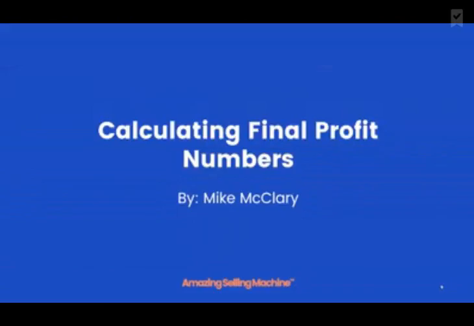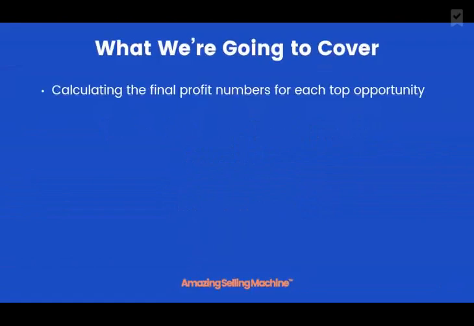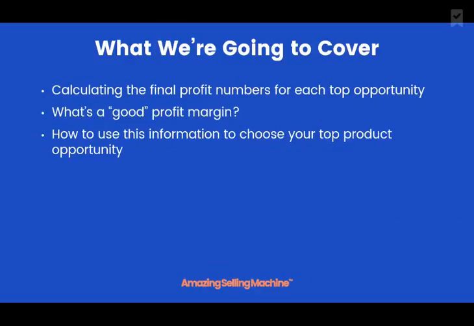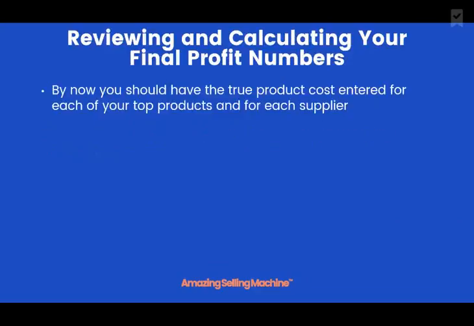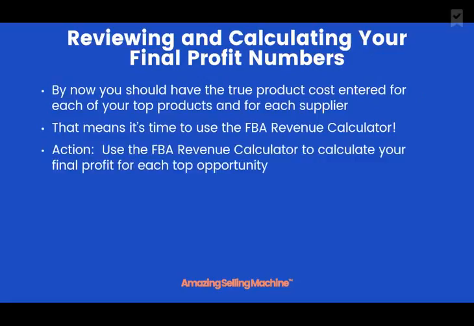Welcome to the next lesson, calculating your final profit numbers. In this lesson, we're going to cover calculating the final profit numbers for each of your top product opportunities, what's a good profit margin, and then how to use this information to choose your top product opportunity. By now, you should have entered the true product costs for each of your top products and for each supplier. That means it's time to use something we talked about several lessons ago, the FBA revenue calculator. So let's take action right now. Let's use the FBA revenue calculator to calculate your final profit for each product opportunity.